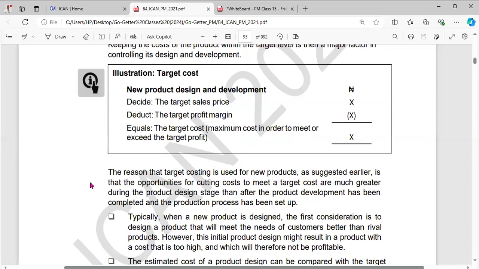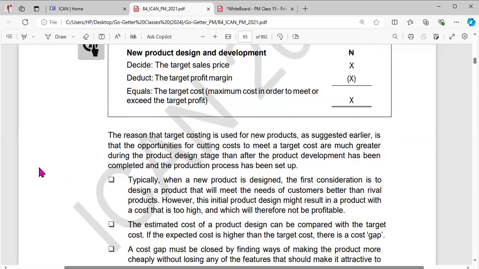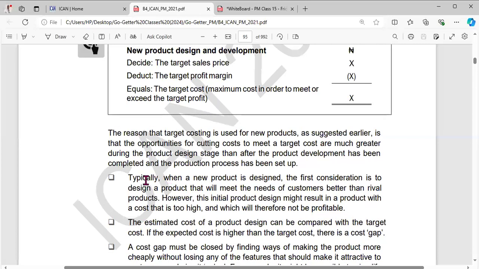The reason that target costing is used for new products is that the opportunities for cutting costs to meet target costs are much greater during the design stage than after the product development has been completed and the production process has been set up. So during the design stage, you will know whether it is okay to go on with this product, if you can cut cost and all that.